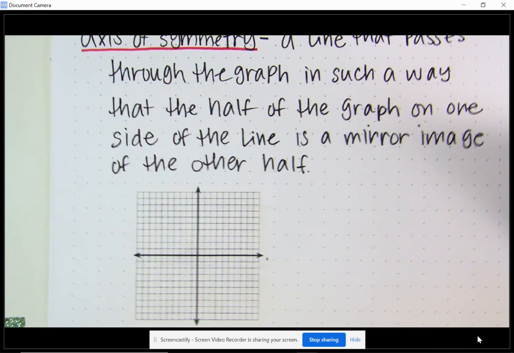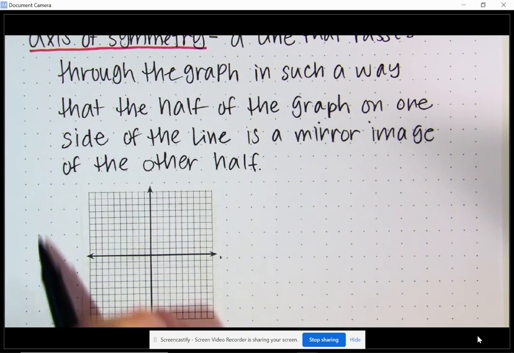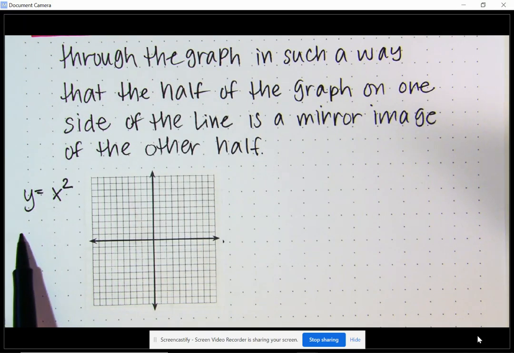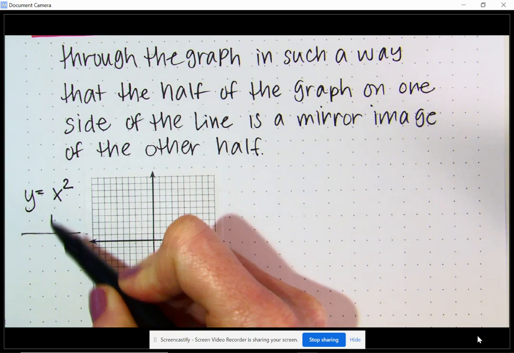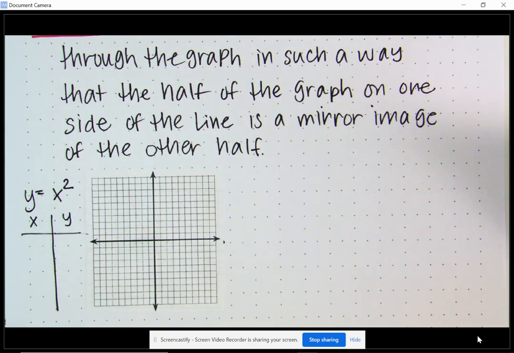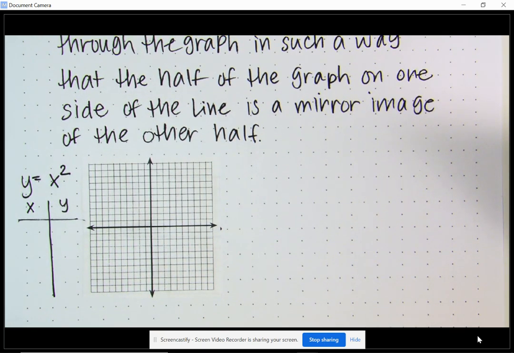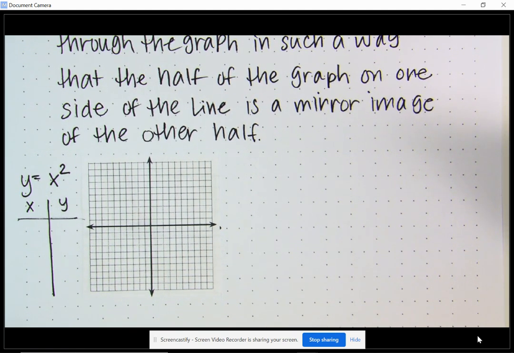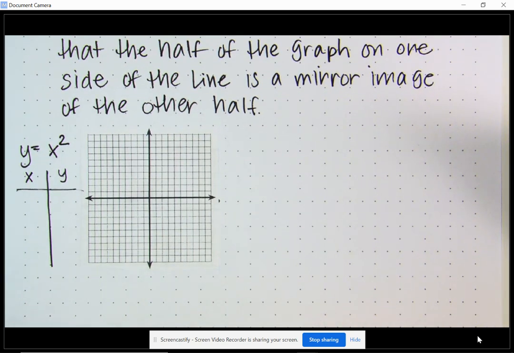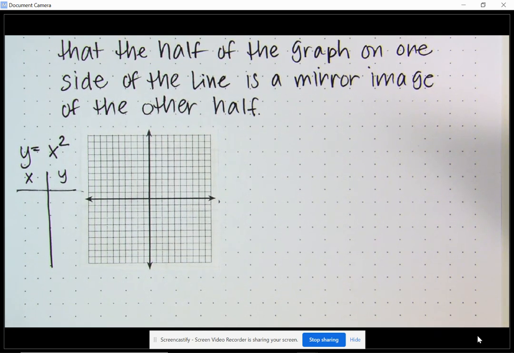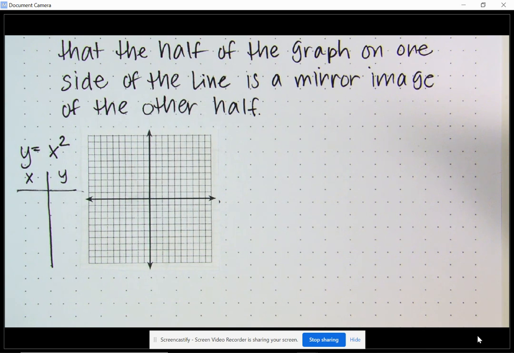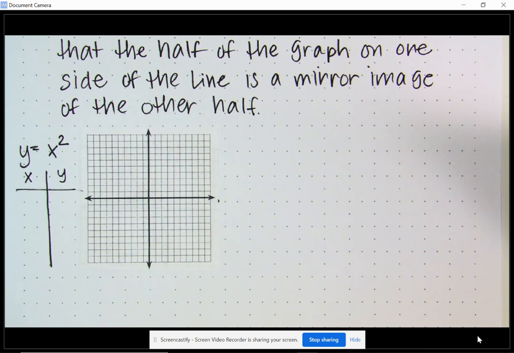So the example that we're going to look at here is y equals x squared. What we're going to do is make a table of x's and y's. Now, there is a process that you will learn for how to graph these without a table, but we're going to start with a table. It's always good to know how to graph these with a table, because if you forget the tricks, or you forget what different parts do to a function, you can always come back to a table.